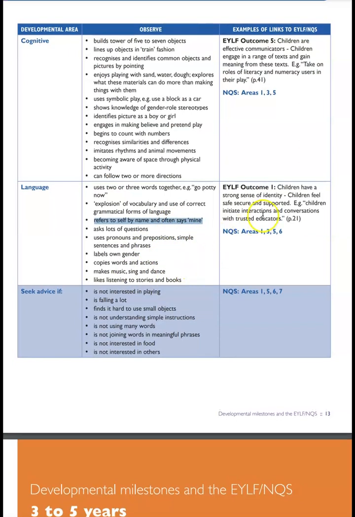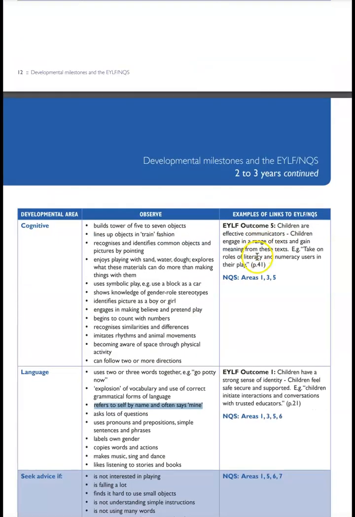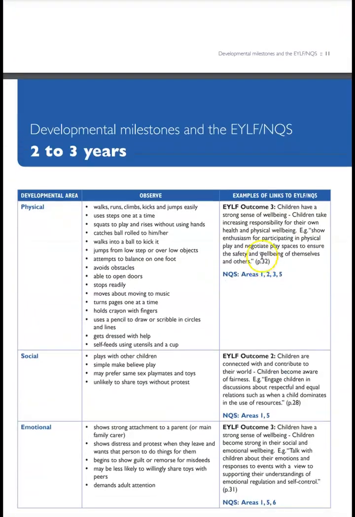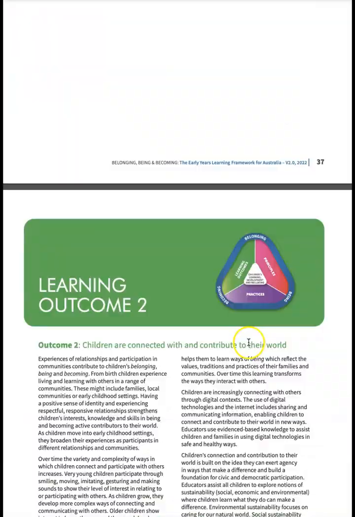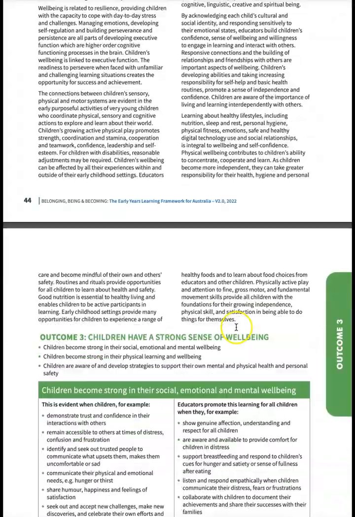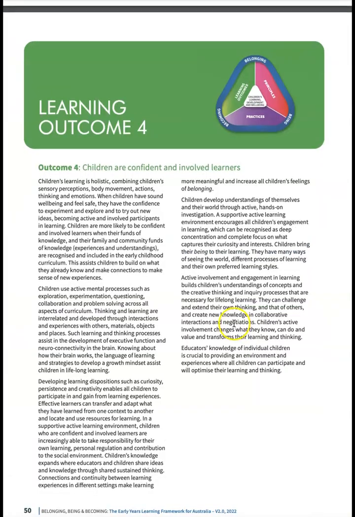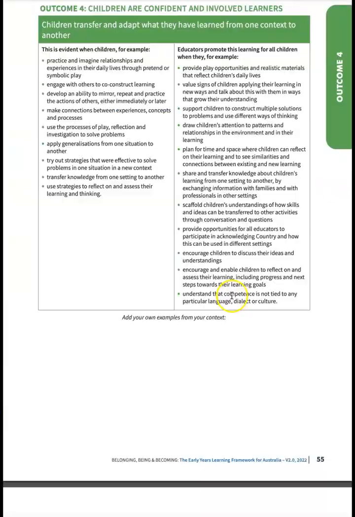So very advanced skills, and it's clear that this child, in terms of their outcome 3, children have a strong sense of well-being, show enthusiasm in participating in physical play, negotiating play space. No, I don't think this is relevant to us. That's why we need our EYLF. Let's look at outcome number 5. Because the child was scribbling, that's where we would go.